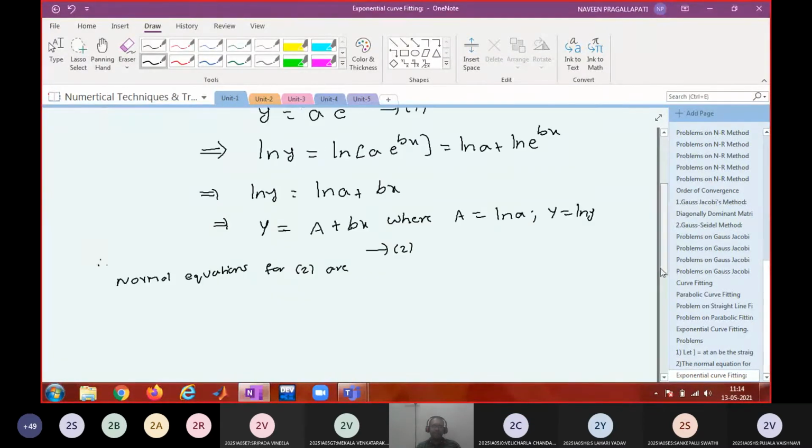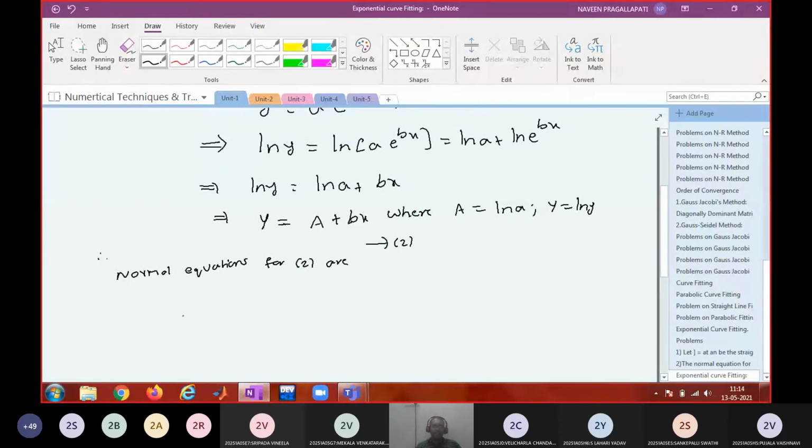Can you please tell me the formula? What will be the normal equations for y equal to a plus bx? N into a naught. Instead of a naught, what you are having? Capital A plus a1 into, that is b into sigma xi equal to sigma capital yi. Okay, next a into sigma xi plus b into sigma xi square equal to sigma xi capital yi.